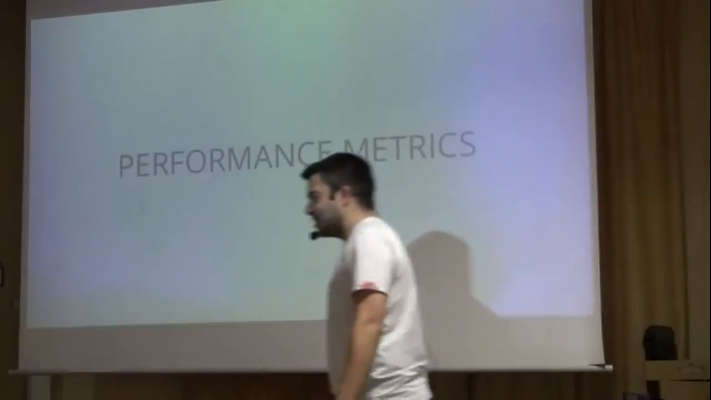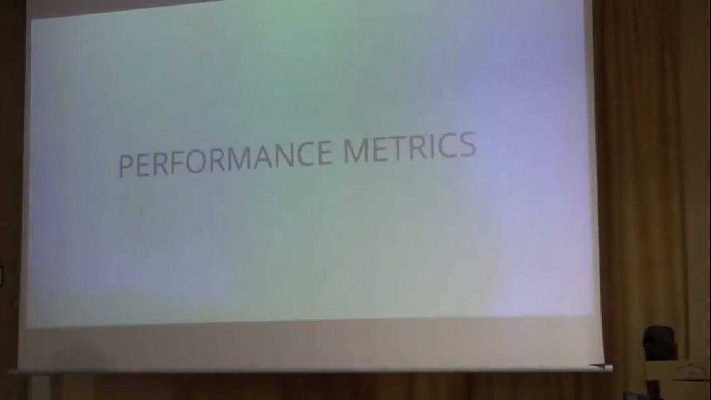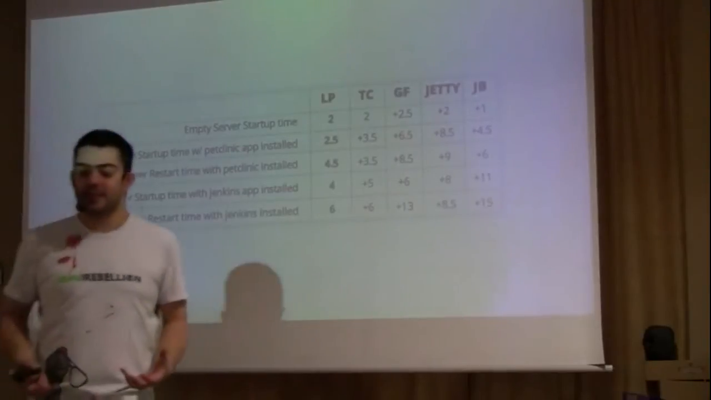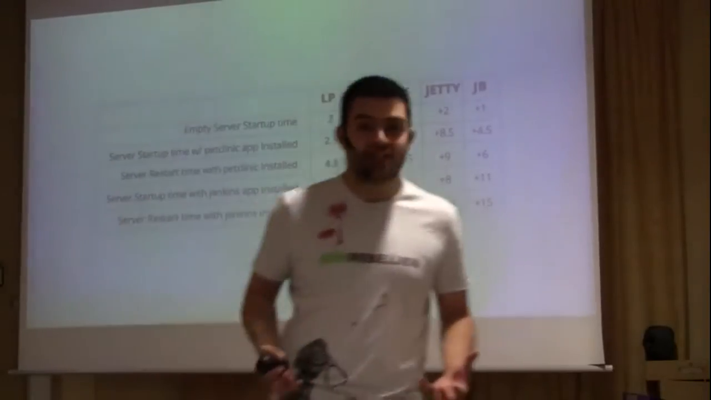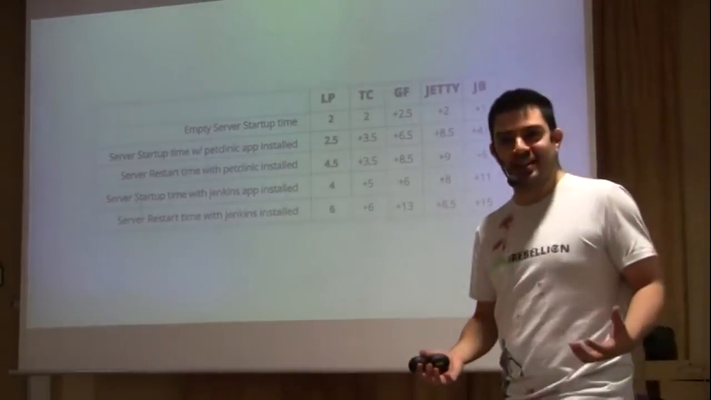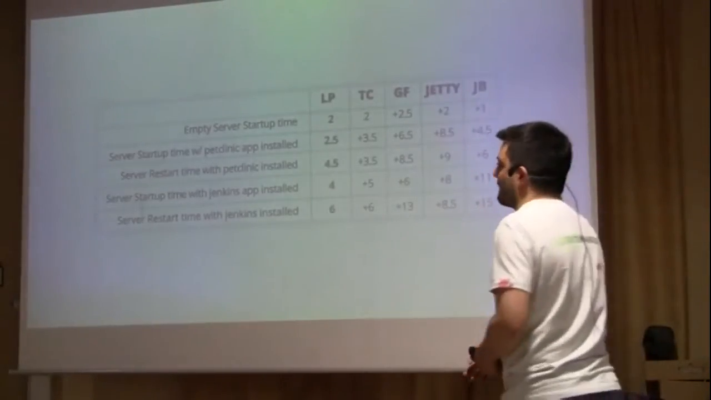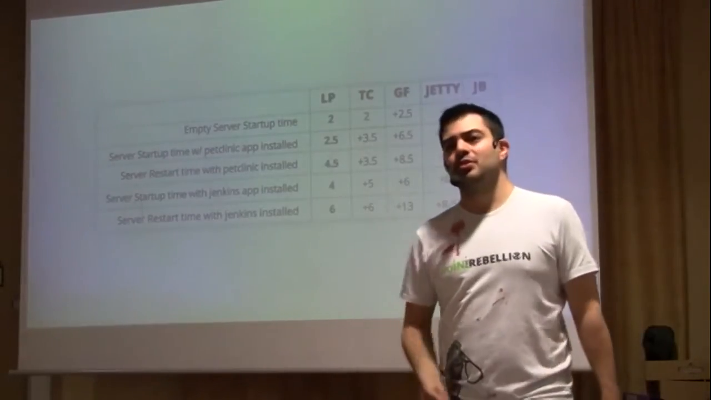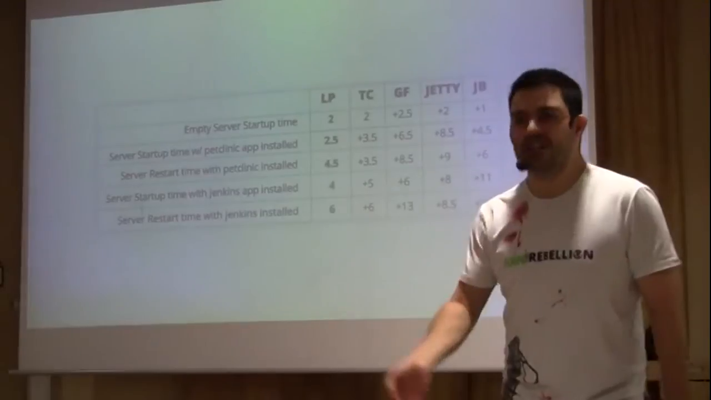Hey, we get some fun. Performance metrics. This is always good. So, what does a developer want to do? A developer doesn't care about throughput. A developer doesn't care about how many transactions they can pass through a second, unless that's what they're doing, I guess. But what a developer cares about is, how quick is my server going to start up? How quick am I going to install this? How quick is something going to initialize?